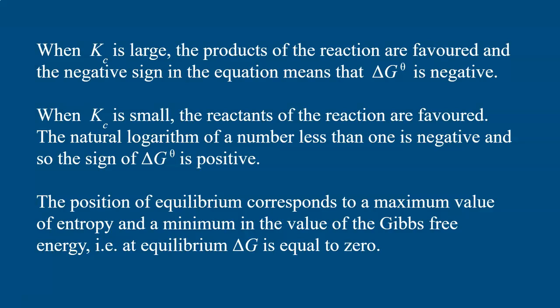Now, this final paragraph is one of the most important parts of this little section. The position of equilibrium corresponds to a maximum value of entropy and a minimum in the value of Gibbs free energy. And at equilibrium, therefore, delta G is equal to 0. Okay, if you remember nothing else from just now, then remember that equation from the previous slide and that little statement there.